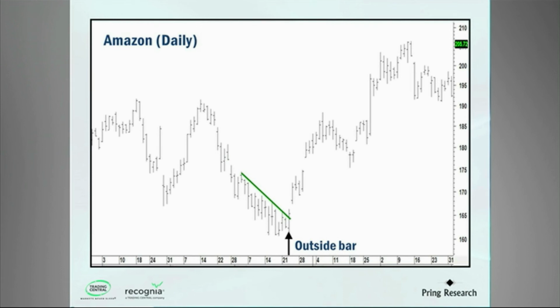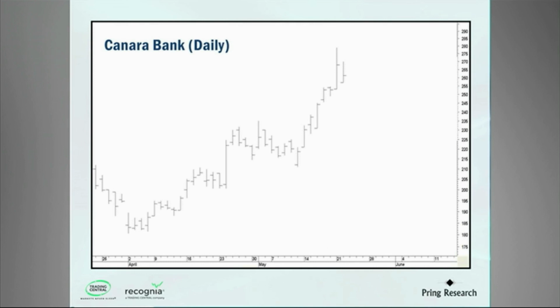Just to show you that everything doesn't always work, here's a perfectly good inside bar that should have worked, but it didn't, as the price went on to register new highs. I couldn't resist putting in this chart of Canara Bank, an Indian stock. See this great rally with widening bars as it closes in on the high. The signal that it was all over came from this inside bar.